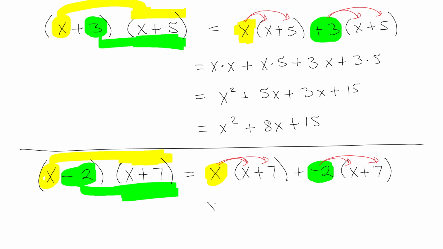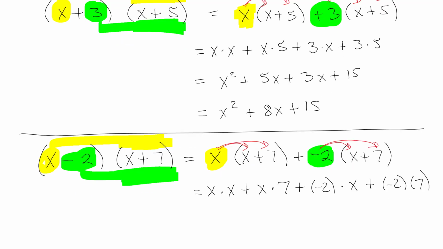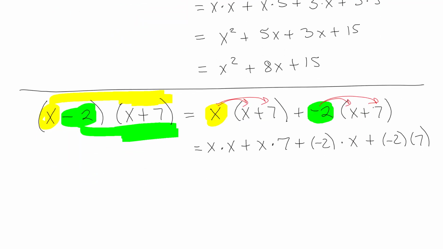X times x plus x times 7 plus negative 2 times x plus negative 2 times 7. Okay. So I've got x squared plus 7x minus 2x. Negative 2 times 7 is negative 14. X squared minus 5x, plus 5x. X squared plus 5x minus 14. And we should be good to go there. Is that kind of starting to make sense?